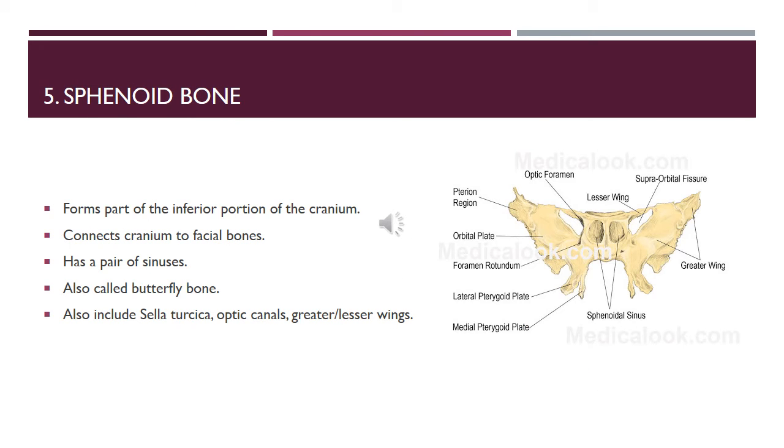The sphenoid bone is in the middle of the skull towards the front. This is the most complex bone of the human body because of its shape. It looks like a butterfly and is also called the wasp bone. It has a pair of sinuses. It also includes the sella turcica, which houses the pituitary gland, and the optic canal through which your optic nerve passes, and it has greater and lesser wings.